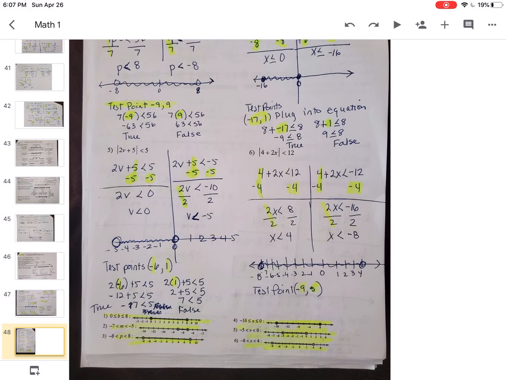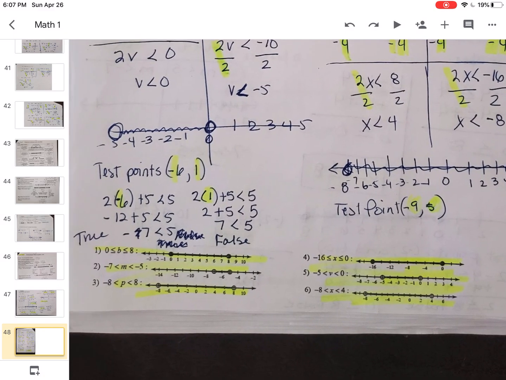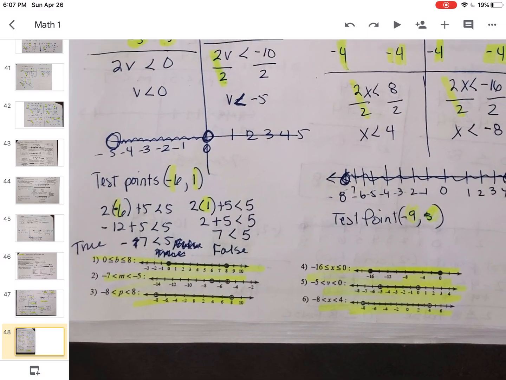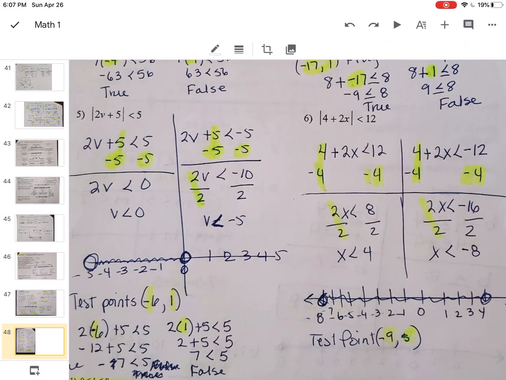And you can see at the bottom here, you could double check to see if you're doing this right, because you've been provided the answers. This is just to help you with solutions, okay?